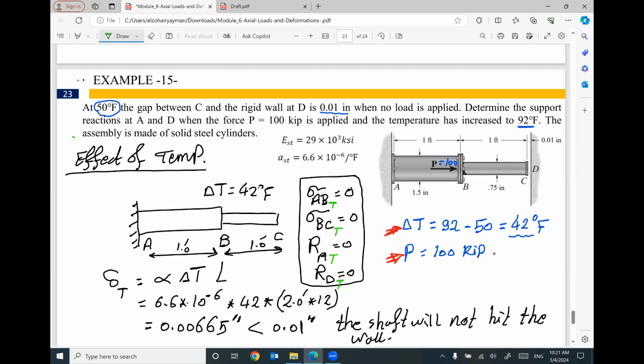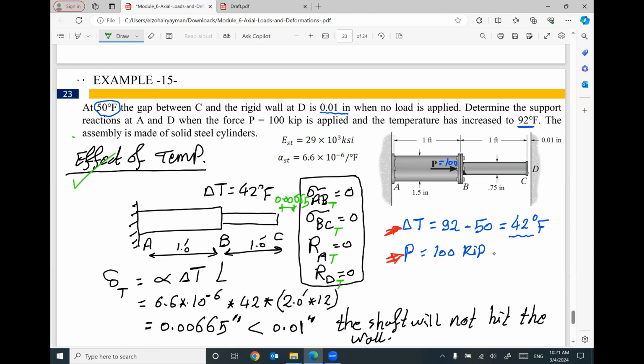Why? Because the effect of temperature was not prevented. The shaft is free to expand. Why? Because this end will expand 0.00665, which is smaller than the free gap between the end of the shaft and the wall. That means the shaft is free to expand, no prevention. So no reaction, no thermal stress, nothing. This is the first one.